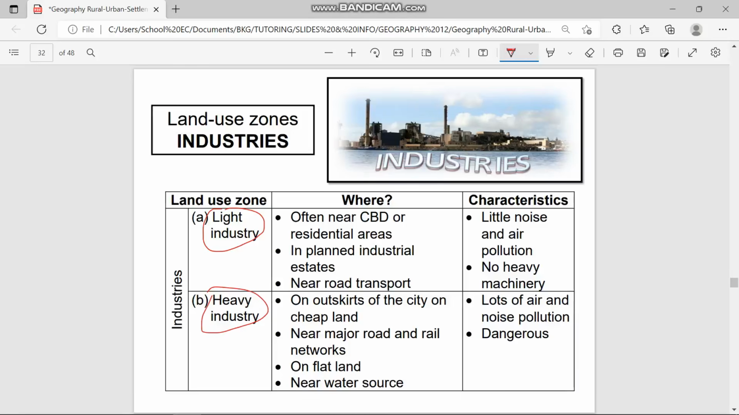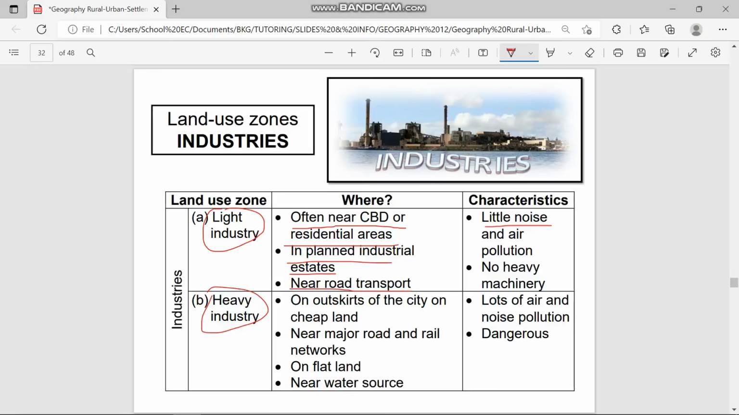Light industries are the small industries, and heavy industries are the big industries that process big materials. The light ones are just small, like processing clothes. You often find them near the CBD or residential areas, in planned industrial estates near road transport, so it is easy to transport the materials that are being processed or manufactured.